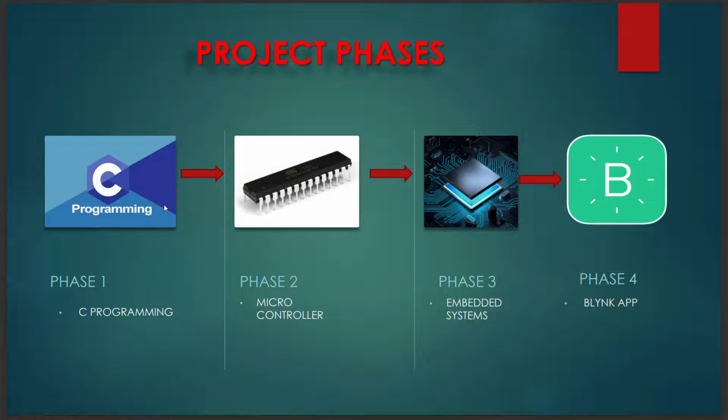Now, the project phases are, first of all, we learned C programming, and then we learned about microcontrollers and the inputs and outputs involved in them, and third about embedded systems, what an embedded system is, what its role is, and why we use embedded systems, and the Blink app. Blink app is the connector between the device and the mobile phone or remote.